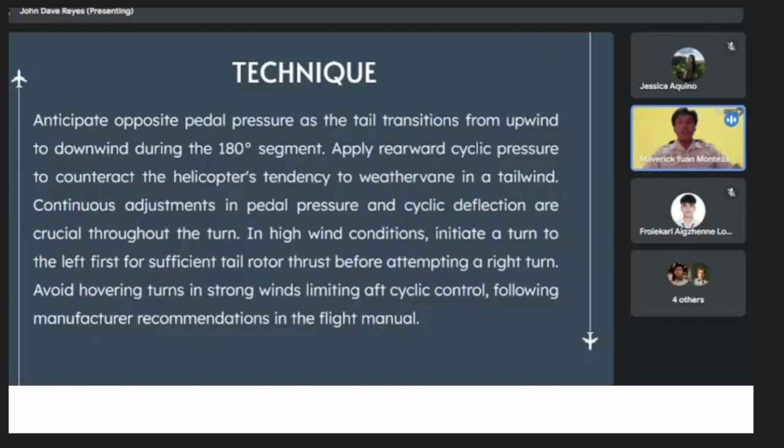In continuation, anticipate opposite pedal pressure as the tail transitions from upwind to downwind during the 180-degree segment, applying rearward cyclic pressure to counteract the helicopter's tendency to weathervane in a tailwind. Continuous adjustments in pedal pressure and cyclic deflection are crucial throughout the turn. In high wind conditions, initiate a turn to the left first for sufficient tail rotor thrust before attempting a right turn. Lastly, avoid hovering turns in strong winds, limiting aft cyclic controls, following manufacturer recommendations in the flight manual.